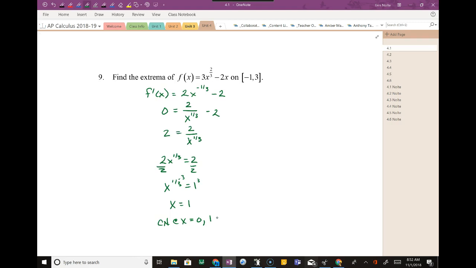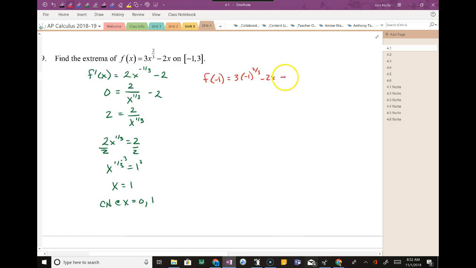Notice my interval is -1 to 3, so I'm going to have to test 4 numbers to see where my min and max lie. We'll start at the bottom, with -1. If I plug -1 in, that would be 3 plus 2, right? Do you guys agree? Because -1 to the 2/3 is the same as -1 squared, which is 1, and then the cube root of 1, which is still 1.